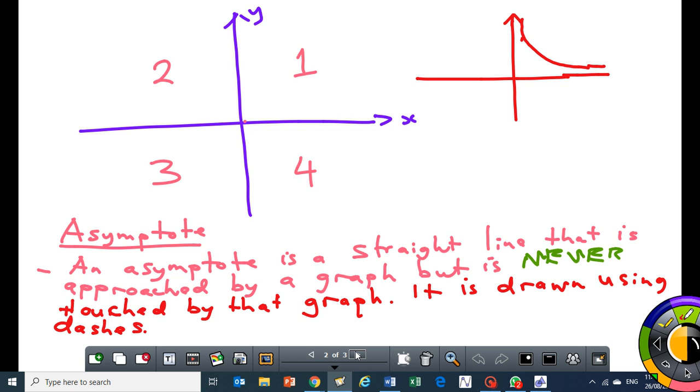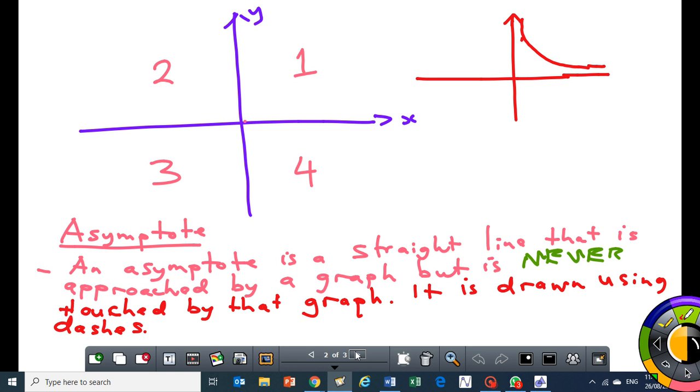So your quadrants are named like this. The area between the positive y-axis and the positive x-axis is called quadrant 1, or the first quadrant. The area between the positive y-axis and the negative x-axis is called quadrant 2. The area between the negative x-axis and the negative y-axis is called quadrant 3. The area between the negative y-axis and the positive x-axis is called quadrant 4. So you've got four quadrants and they are fixed. You cannot change those numbers.